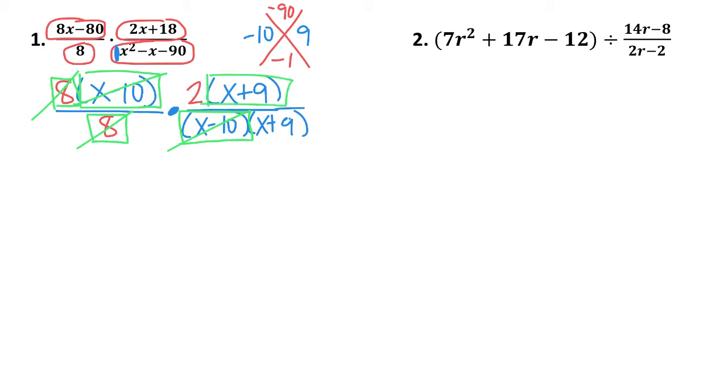And x plus 9 and another x plus 9 in the denominator. Those are exactly the same. They cancel out. All I'm left with is the 2, and there's nothing left in the denominator, so it'd be 2 over 1, which is just 2.